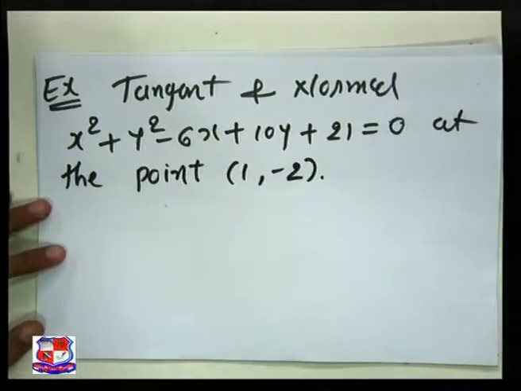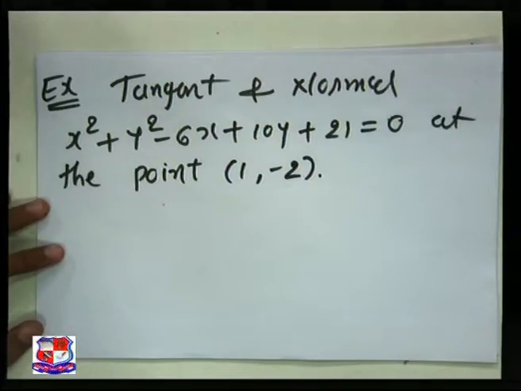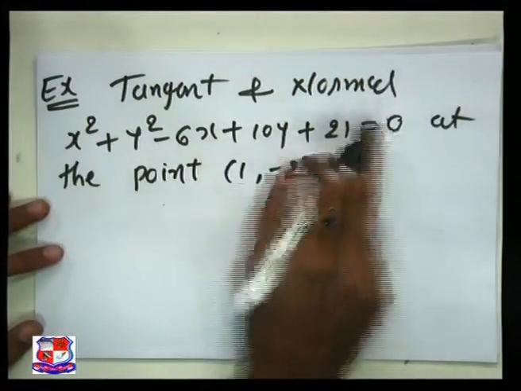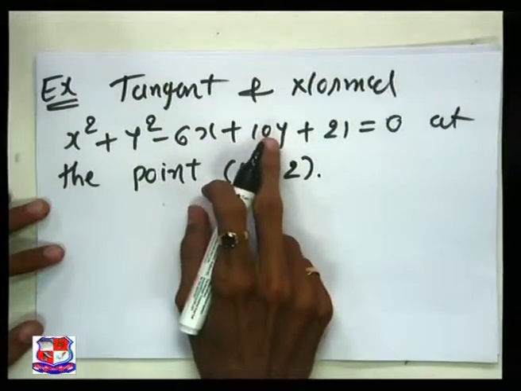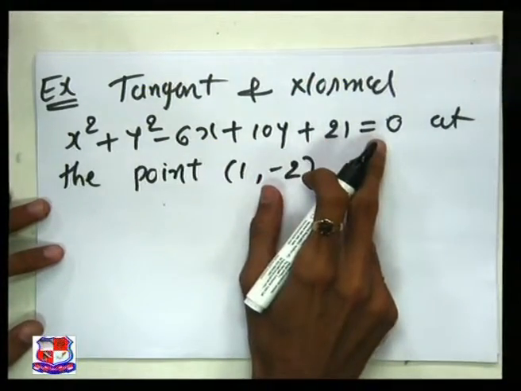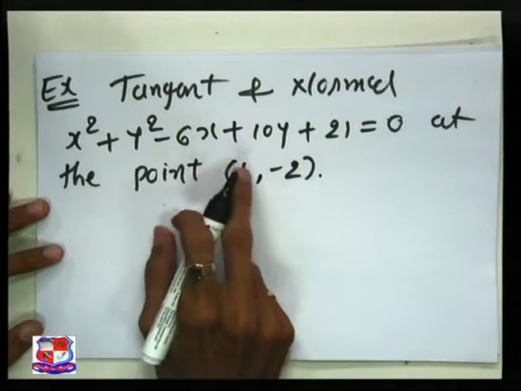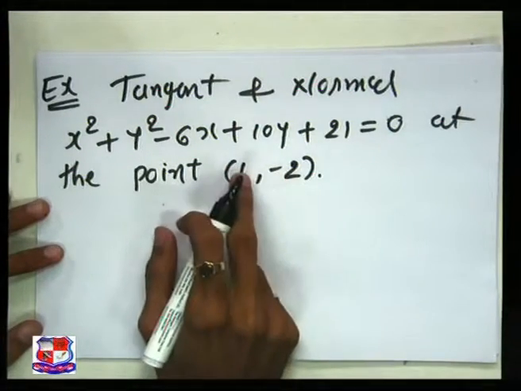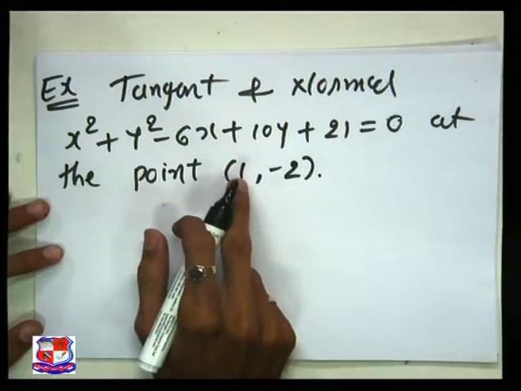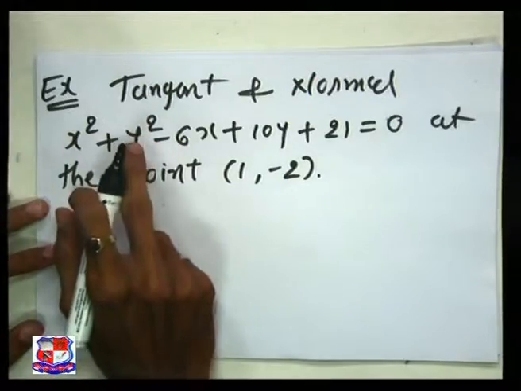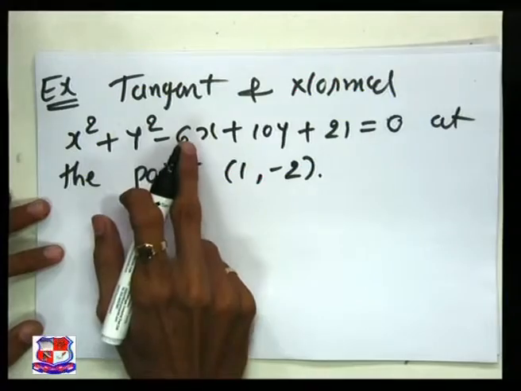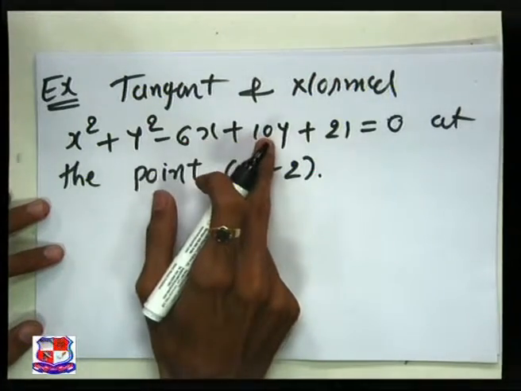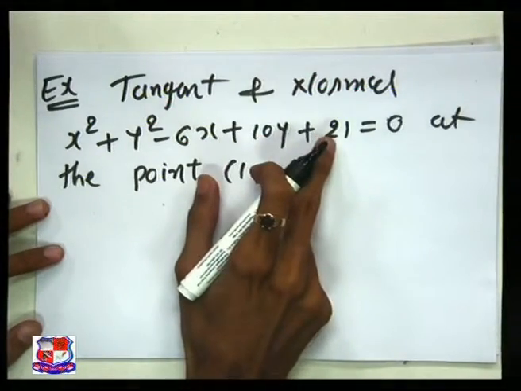(1, -2). So here we need to find the equation of tangent and normal line for the given circle x square plus y square minus 6x plus 10y plus 21 is equal to 0 at the given point (1, -2). This is our x1 and y1, right? So we have the values of x1, y1, but from this equation, first of all, we need to find the value of g from here, the value of f from here, and the value of c from here.